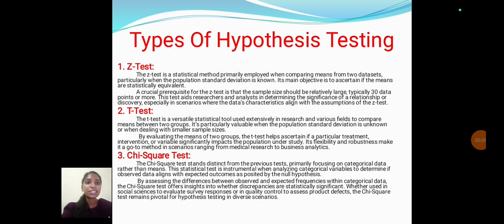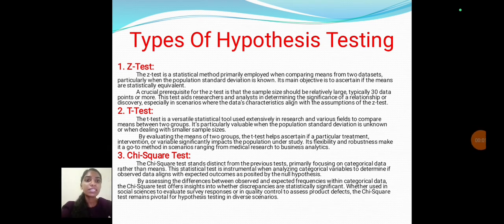T-test. The T-test is a versatile statistical tool used extensively in research and various fields to compare means between two groups. It's particularly valuable when the population standard deviation is unknown or when dealing with smaller sample sizes.